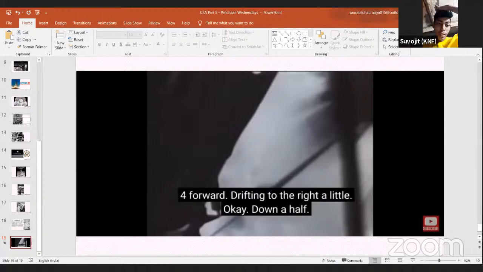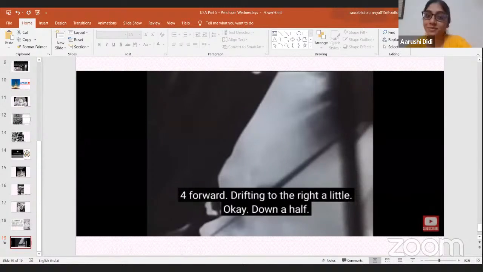So as we see in the PPT, one small step for man, one giant leap. So we just see that line in this video. Yes, when his first step on the moon. Correct. Thank you, Subhajit. Anybody else?